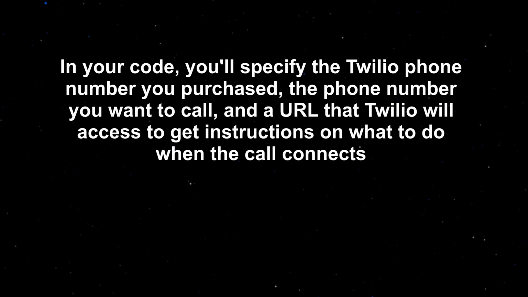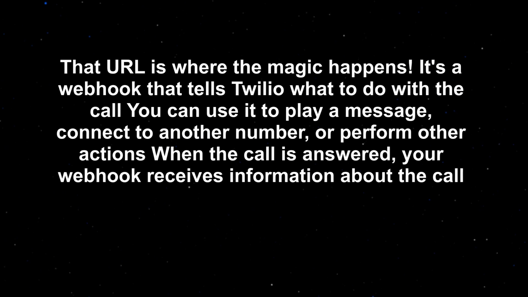In your code, you'll specify the Twilio phone number you purchased, the phone number you want to call, and a URL that Twilio will access to get instructions on what to do when the call connects. That URL is where the magic happens. It's a webhook that tells Twilio what to do with the call.